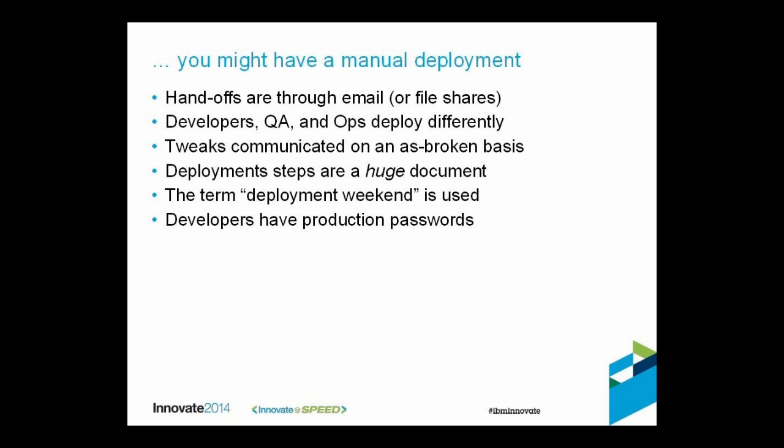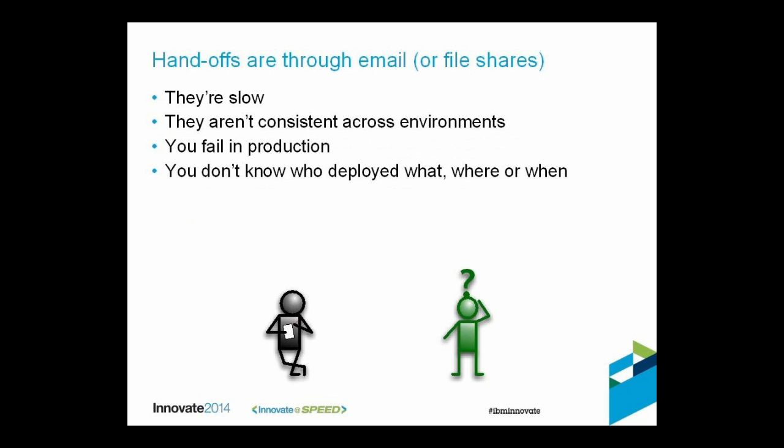With apologies to Jeff Foxworthy, you might have a manual deployment if handoffs between groups are done through email. If you email somebody and say, here is something to deploy, please deploy to QA, and then you wait for them to email you and say it's been deployed to QA, you've got a process that's slow. You've got to wait for the other person.